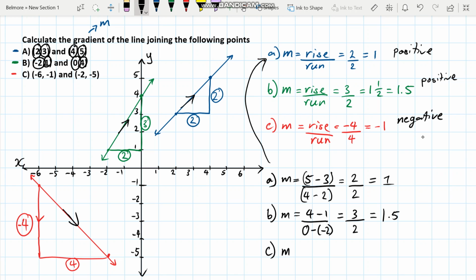And then for C, same thing, take your y coordinate in your second point, -5, minus your y coordinate in your first point, which is -1. Take your x coordinate in your second point, -2, minus the first point x coordinate, which is -6, and you do your calculations. -5 minus -1, so -5 plus 1 gives me -4, and then I've got -2 minus -6, which gives me -2 plus 6, which gives me 4. So that gives me -1. You can plug this whole thing into the calculator.